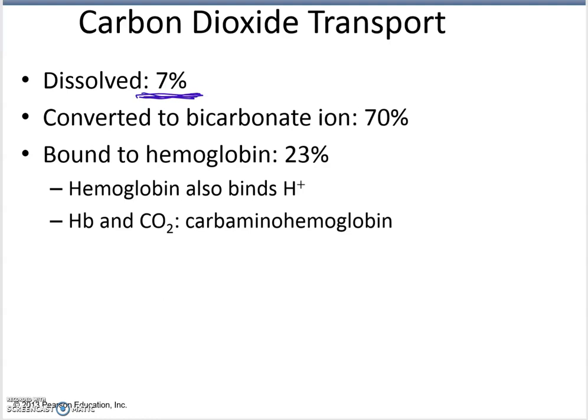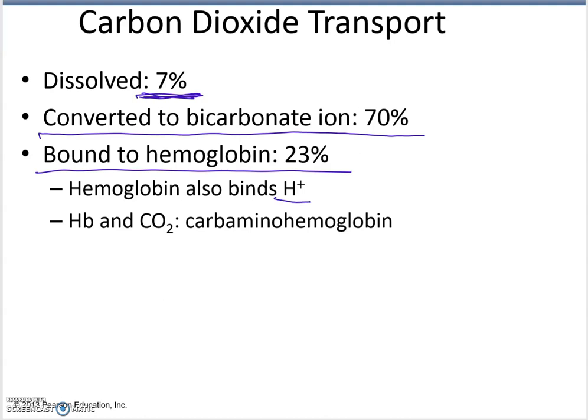We still have to deal with 93%. Well, the vast majority of the CO2 will be converted to bicarbonate ions, and that is 70%. And the remaining 23% will be bound to hemoglobin, where it's basically hiding in the hemoglobin. So the hemoglobin also binds the hydrogen ions that are the product of this reaction that we'll take a look at in a minute, and that you've seen before, by the way. And some of the CO2 simply just hides in the hemoglobin protein, and then we call that carbaminohemoglobin.